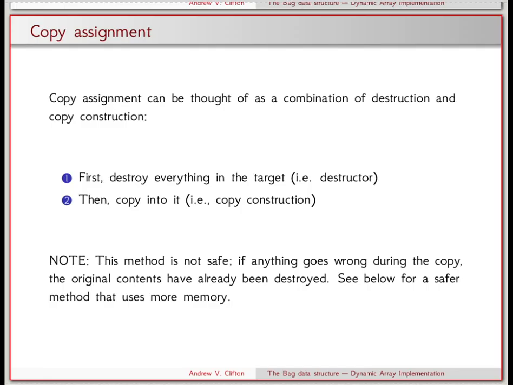Usually the copy assignment is kind of like a combination of your destructor and your copy constructor. So the first thing we have to do is clean it out. We just destroy everything in it. So we basically do whatever the destructor would do. And then once it's destroyed, it's like a blank slate again, and we can copy everything into it by doing whatever the copy constructor would do.